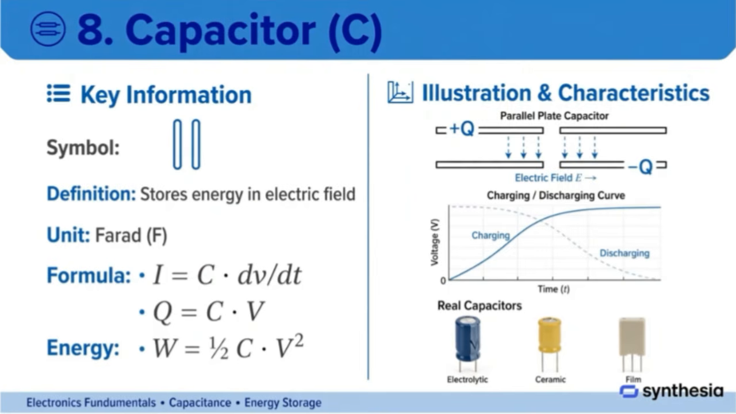Behavior. For DC supply, it acts as an open circuit or blocks DC. For AC, it passes AC with some opposition. Its reactance XC equals 1 upon 2 pi FC. Based upon the types of material used, there are several types of capacitors like electrolytic capacitor, ceramic capacitor, film capacitor, etc. Applications. It is used in circuits like power supply filters, timing circuits, motor starters, mobile touchscreens. Voltage cannot change instantaneously in a capacitor.